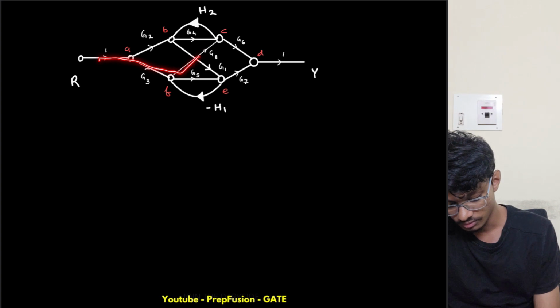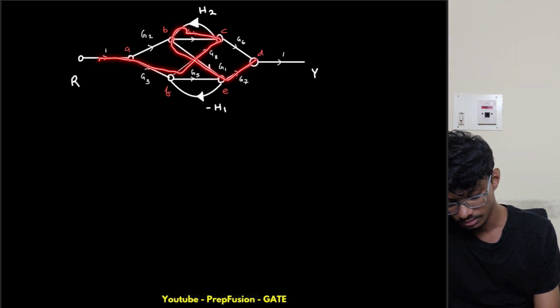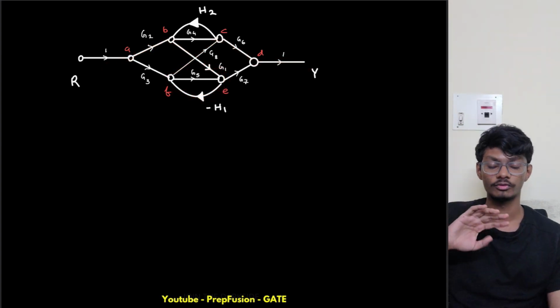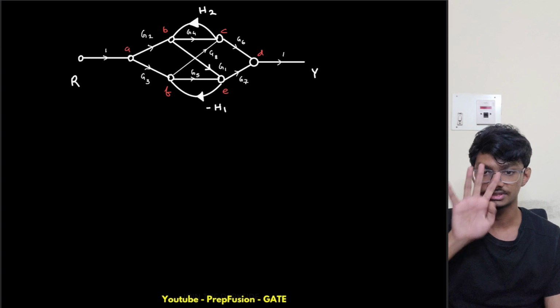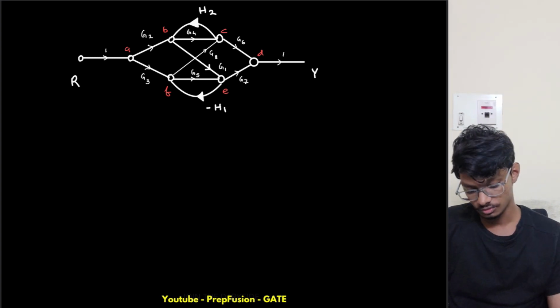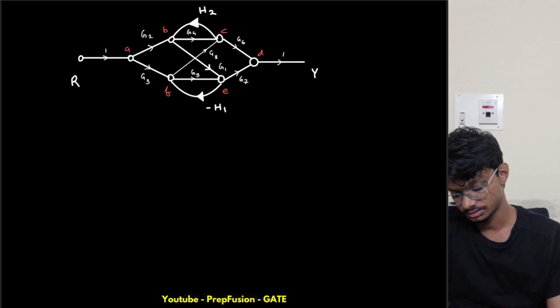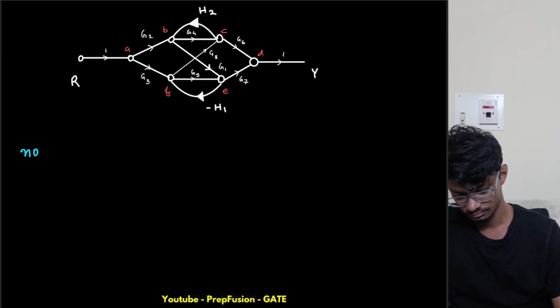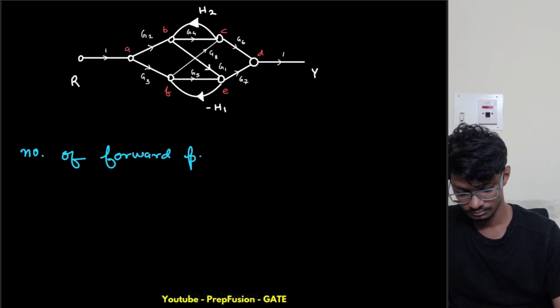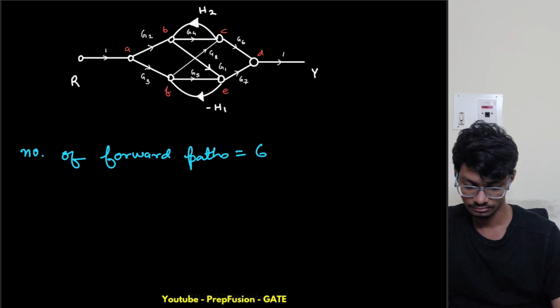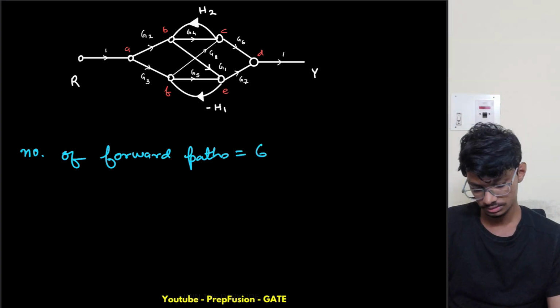So this is another forward path, and this is another forward path. How many forward paths do we have? We have a total of 6 forward paths. So let's now solve for the forward paths. This one you have to solve slowly.